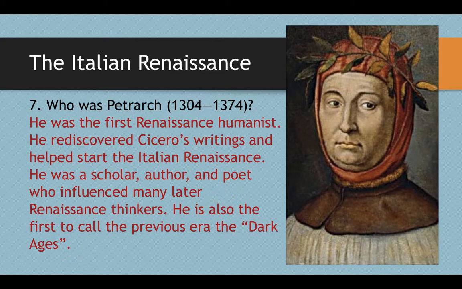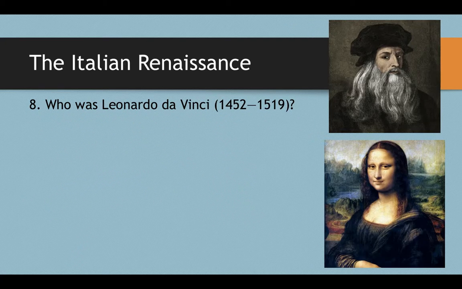So Petrarch was a scholar, he was an author, he wrote poetry, and he also influenced a lot of later Renaissance thinkers, who we'll talk about a little later. He's also the first person to ever call the Middle Ages the Dark Ages. That's why we sometimes call it that. Petrarch was the first one to coin that term. It's not like people who were living in the 11th century said, I'm living in the Dark Ages. No, it wasn't like that. It wasn't until the 1300s, when Petrarch came along, that people actually started calling that time period since the fall of Rome the Dark Ages.